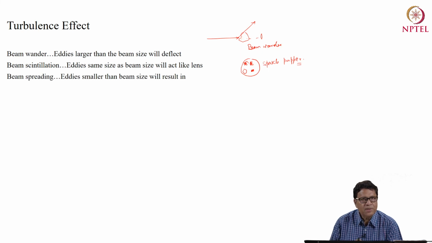The third effect is beam spreading. This is because of the eddies which are smaller than the beam size. Because of these eddies, the beam will get scattered.